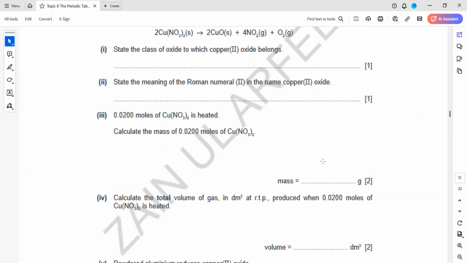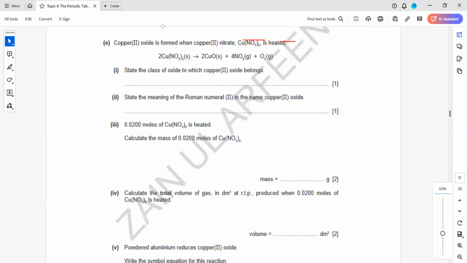Then for the next part, we need the total volume of gases. See here, nitrogen dioxide is a gas and oxygen is also a gas. And the mole ratio and the volume ratio are always the same, so I can use the mole ratio. The ratio between copper nitrate and nitrogen dioxide is 2:4, and the ratio between copper nitrate and oxygen is 2:1. So first I will find the moles of nitrogen dioxide, then the moles of oxygen, and add them to get the total moles of gas. The total moles of gas is multiplied by the molar volume, which is 24 decimeter cubed.